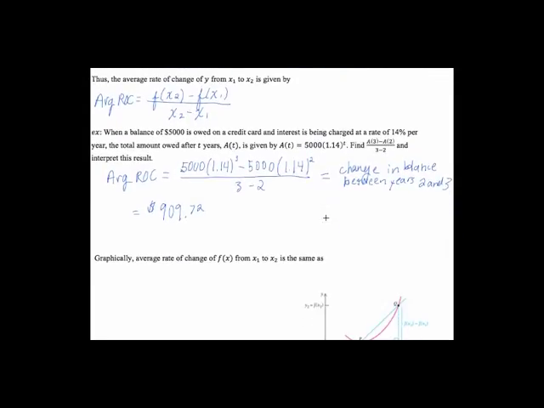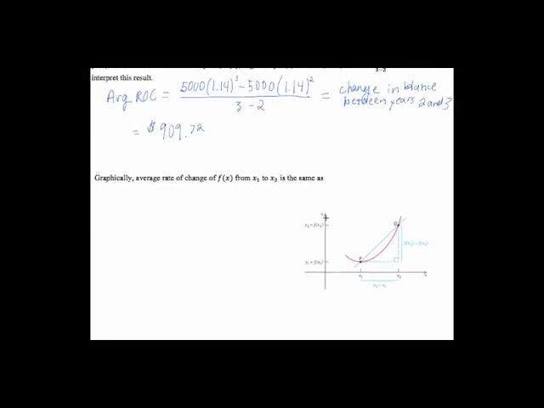Okay, graphically, let's look at what's going on. The average rate of change of a function from x1 to x2, here's x1, here's x2. When you compute f of x2 minus f of x1, you're computing this change in the y values right here. And when you compute x2 minus x1, you're computing the change in the x values. So it's really the same as this y distance divided by this x distance, which happens to be the same as the slope of the secant line through those 2 points.